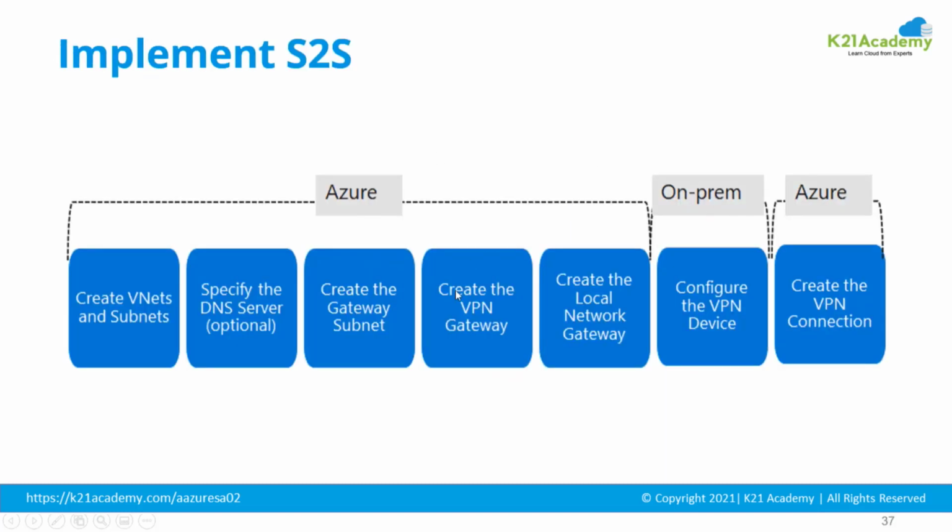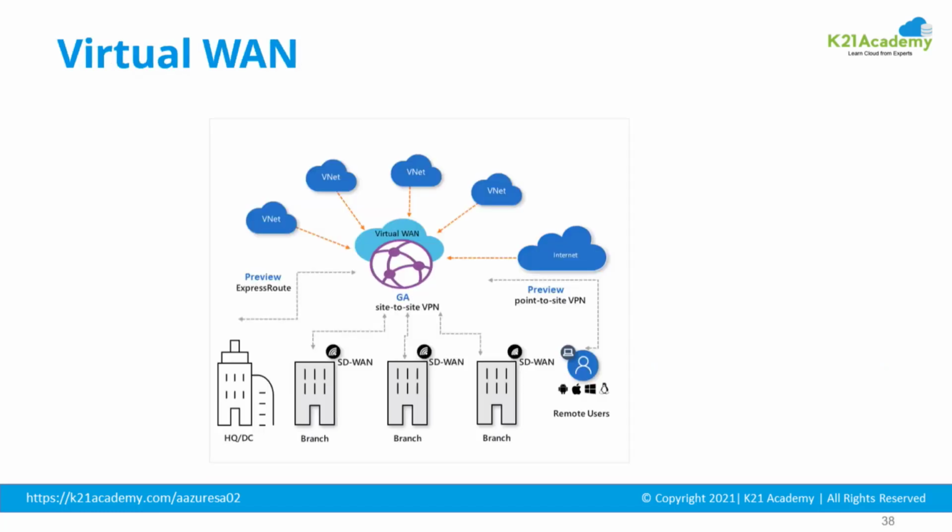So you'll create a gateway subnet, and inside that you will be creating a VPN gateway. And then you will be creating a local network gateway, which will be representing your on-premise device. That is end-to-end what you'll be doing. Again, if you're part of Azure Administration AZ-104, there'll be labs for how to implement a point-to-site VPN gateway. Now, then you have a virtual WAN, which is a wide area network.